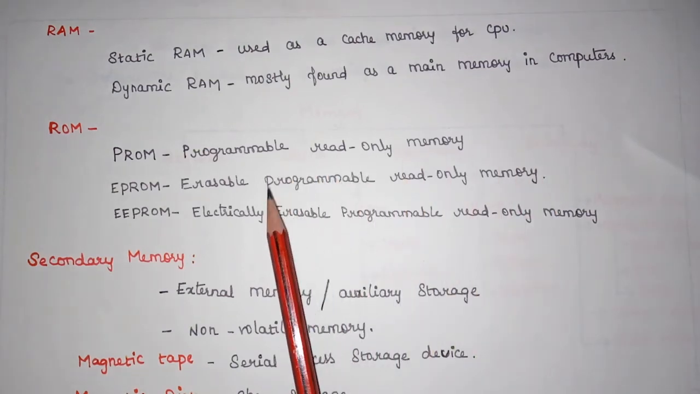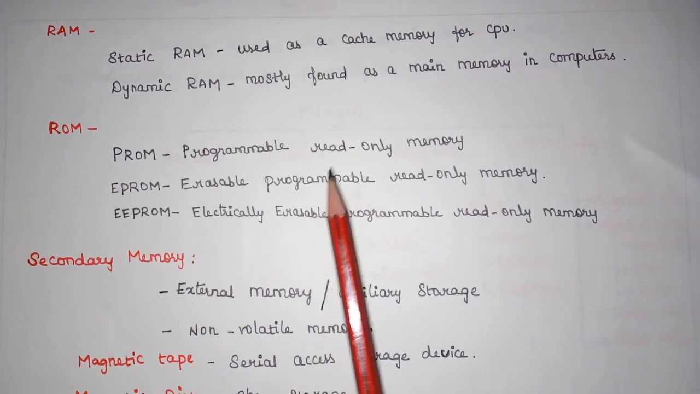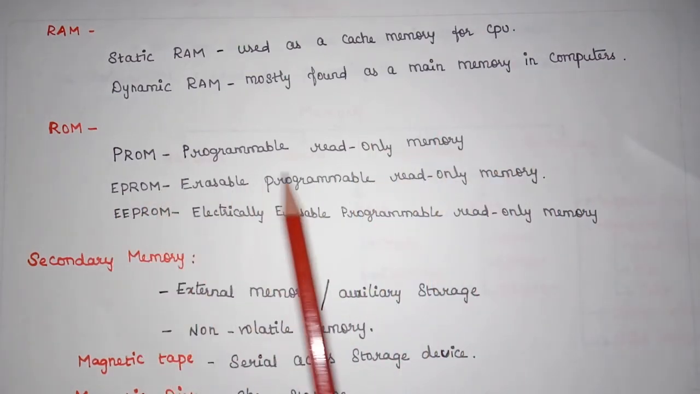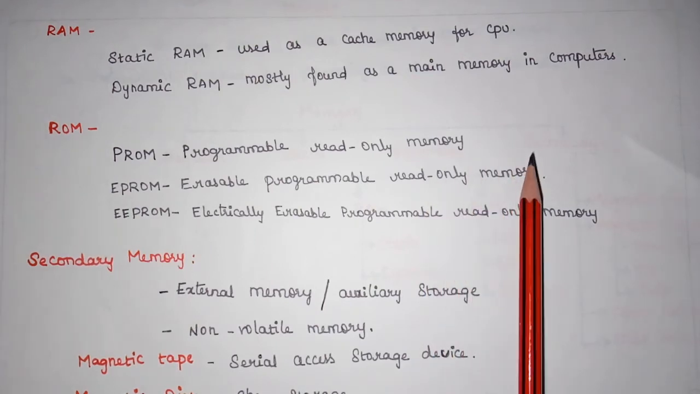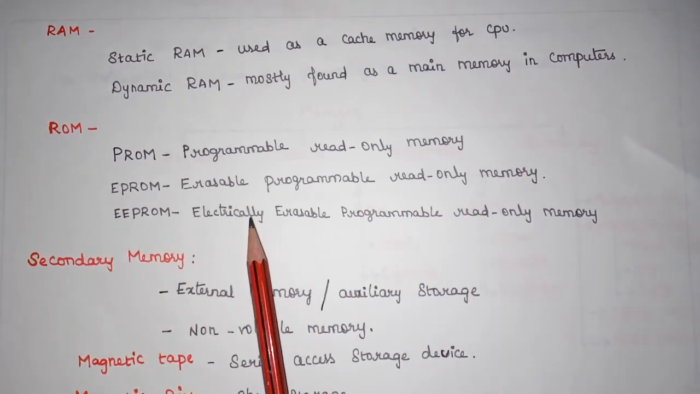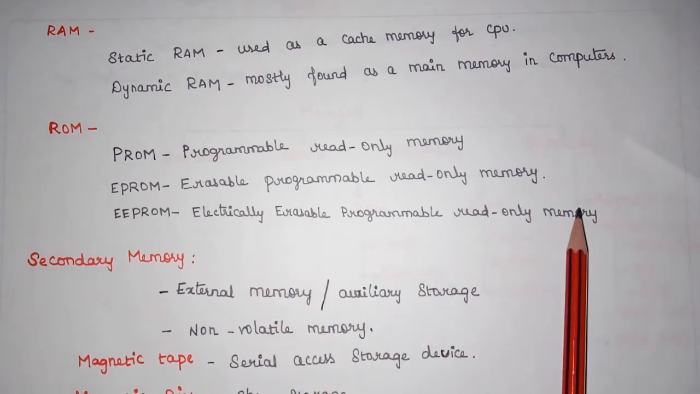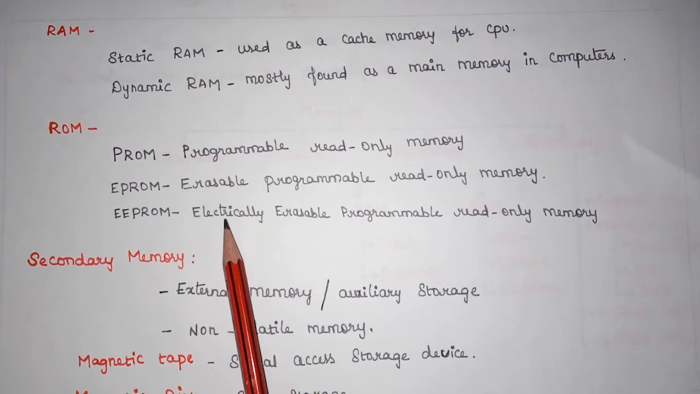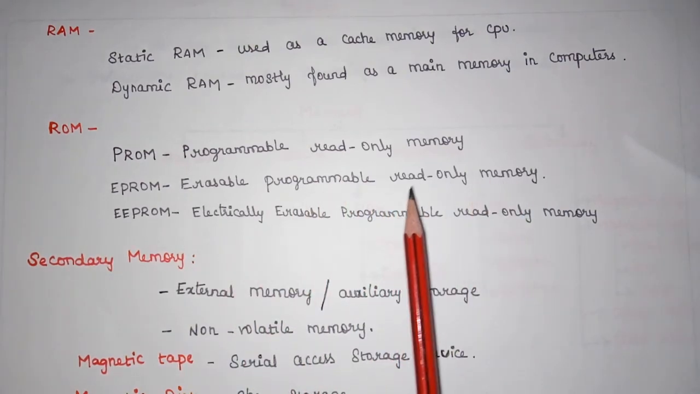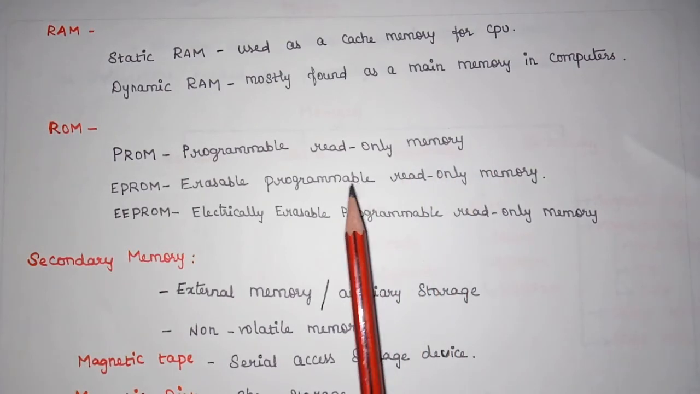It is a type of PROM chip, and this retains its data when the power supply is off. So that is why it is erasable programmable read-only memory. And the next classification is EEPROM, that is electrically erasable programmable read-only memory. This memory is a type of non-volatile memory, which means even though the power supply is off, the data can be retained in this.